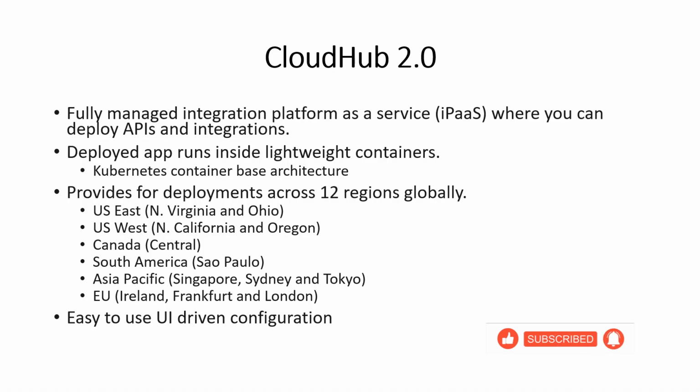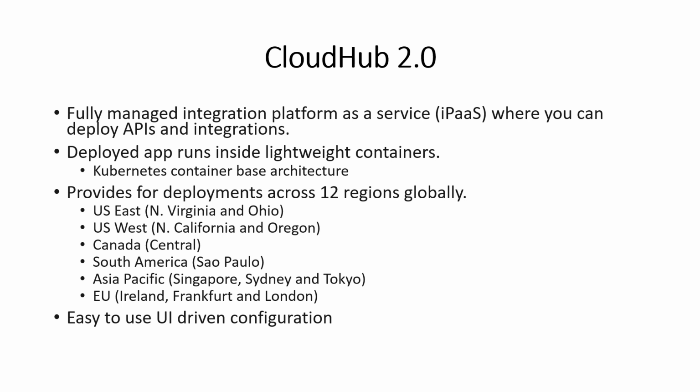CloudHub 2.0 is a fully managed iPaaS platform where you can deploy your APIs and Mule integrations. You can focus on developing your APIs and Mule applications, and you can deploy them in CloudHub 2.0. CloudHub 2.0 will manage, secure, and monitor your APIs and Mule applications. You don't have to worry about setting up the platform.